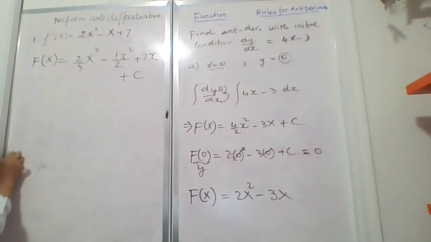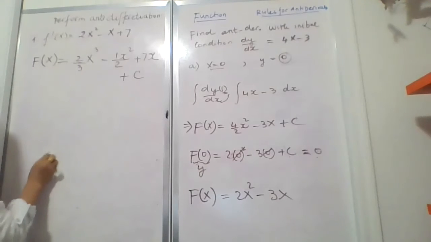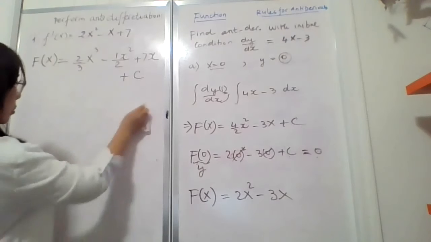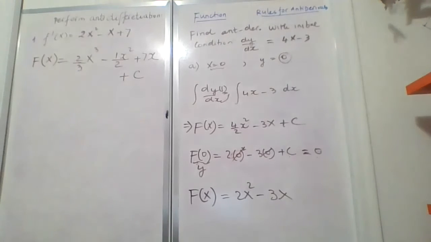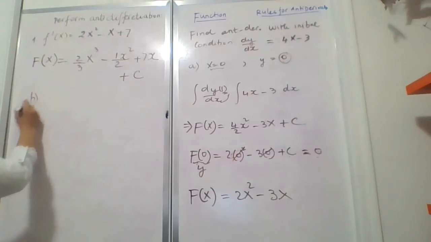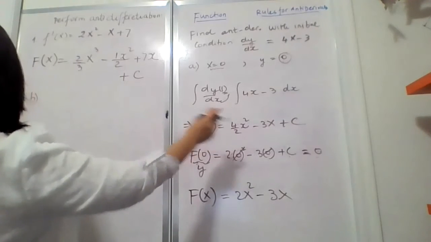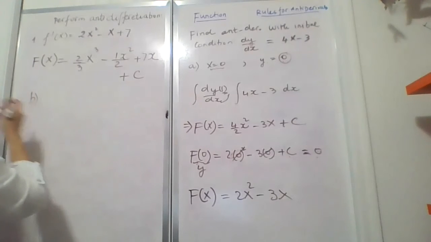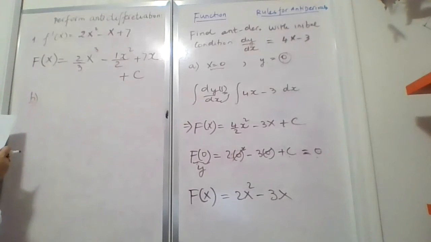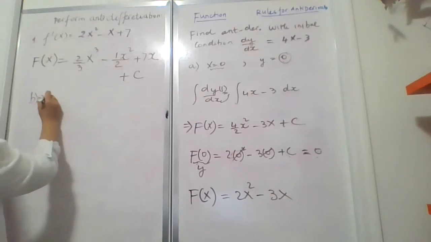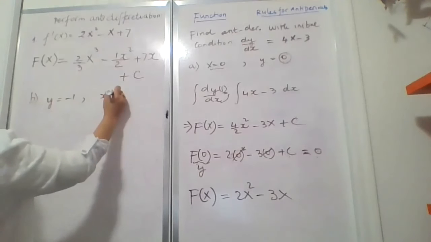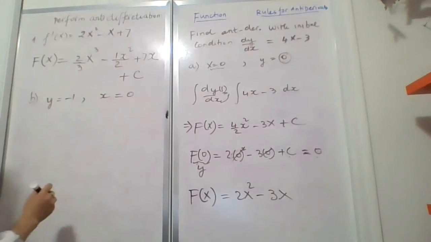So that's the question A, and now I'm going to progress to question B for you. For B, the function is still the same, right? But the condition now will be changed. They told us y equals minus 1 and given x equals 0.